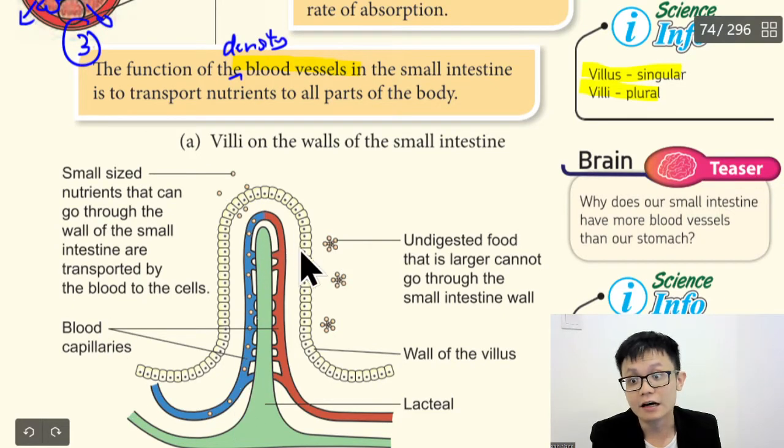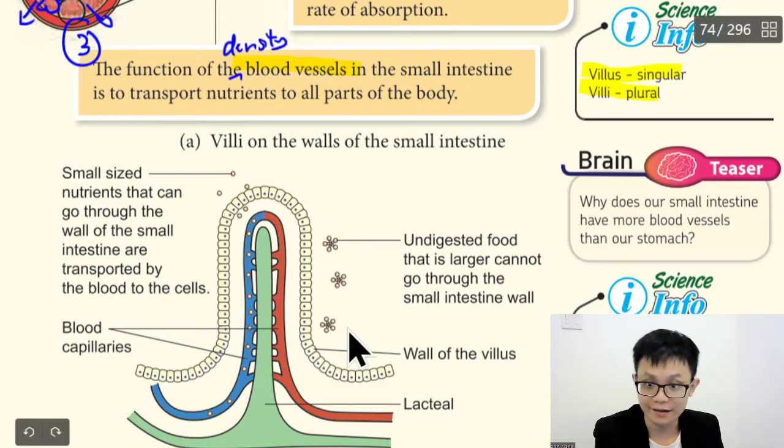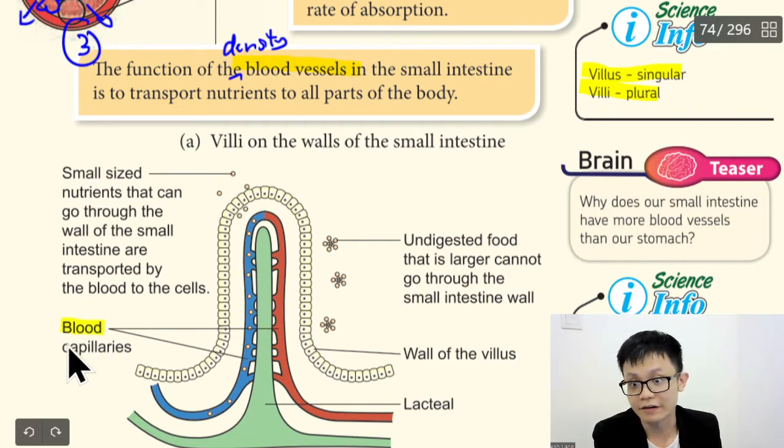So this is the villus that you can see in cross section. There are a lot of blood capillaries. You can see here the blood capillary, and you can see the cell is only one cell thick.